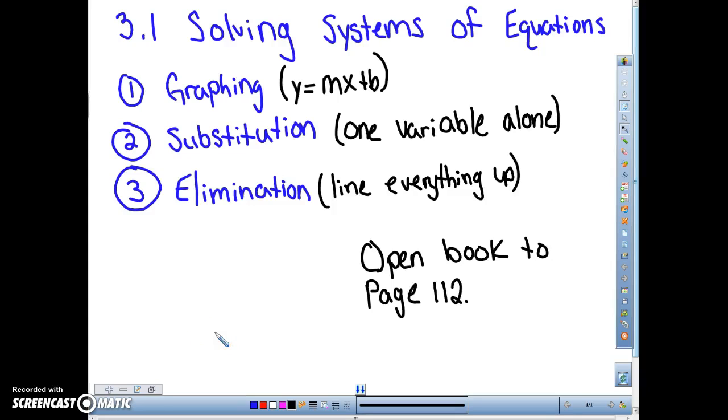This is Algebra 2, 3.1, Solving Systems of Equations. There are three different ways to solve a system of equations: one, by graphing; two, by substitution; and three, by elimination.